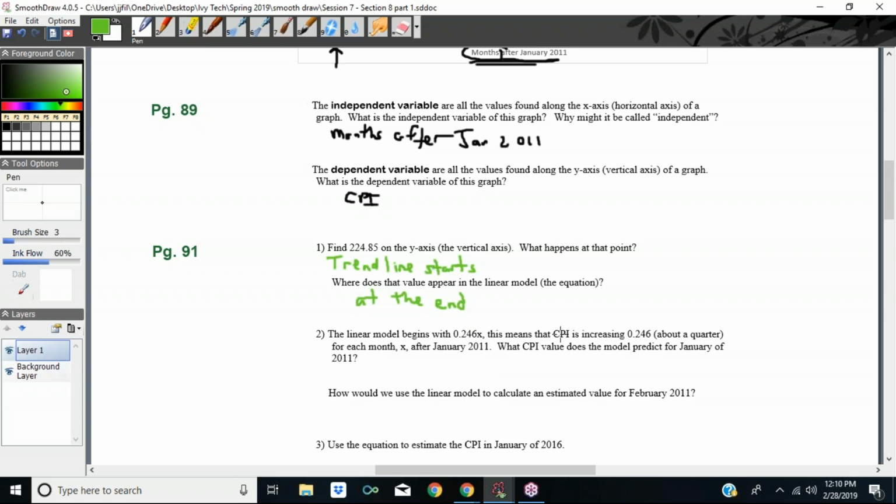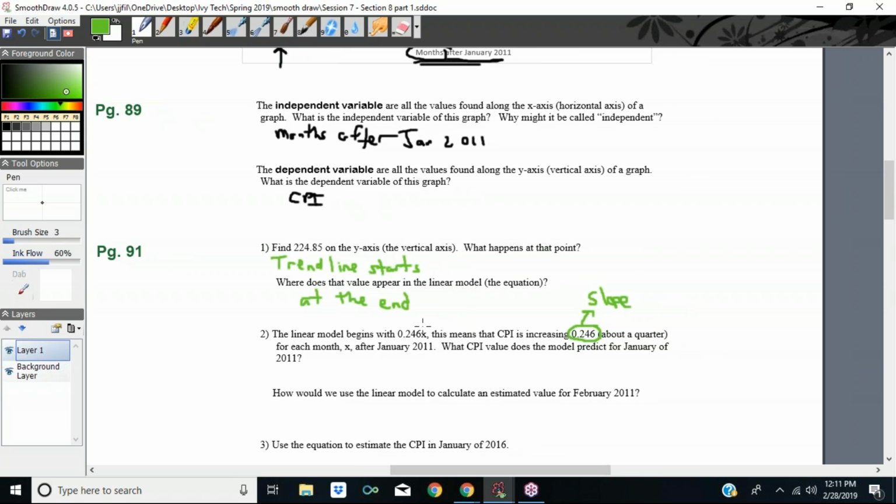So I want to make a statement here about this value 0.246. That is called the slope of the line. And when you are asked to discuss or explain or describe the meaning of the slope of a particular graph or line, don't tell me that it's the rate of change. It wants the actual interpretation. So like this: without the x on it, the 0.246 is telling us that the CPI is increasing by 0.246 each month after January 2011.